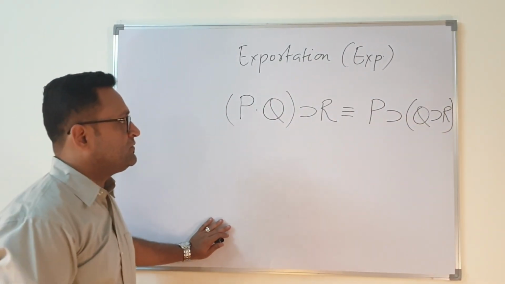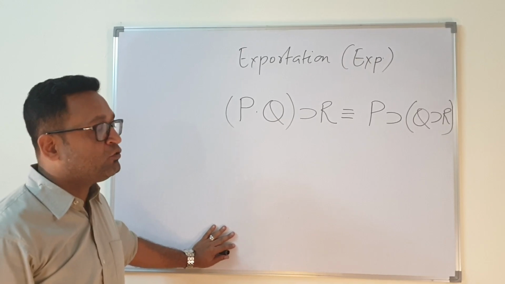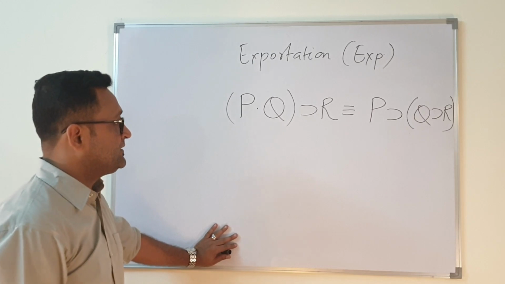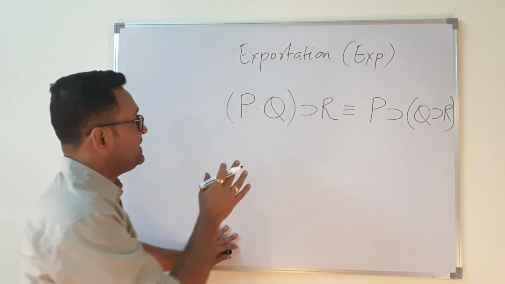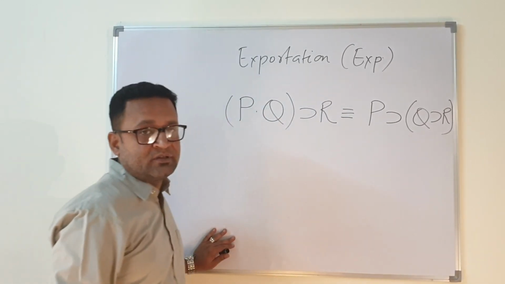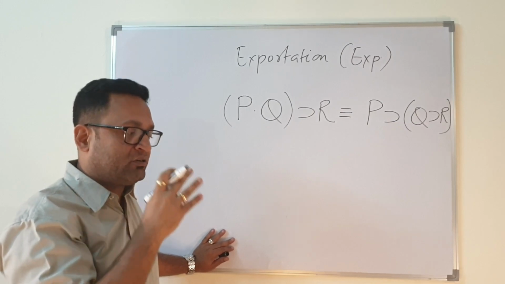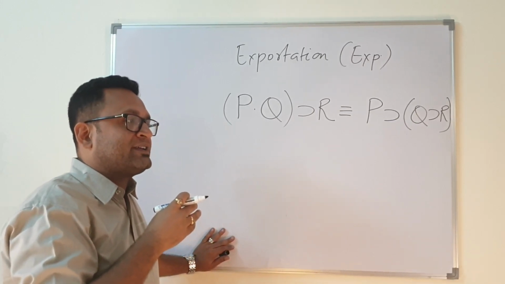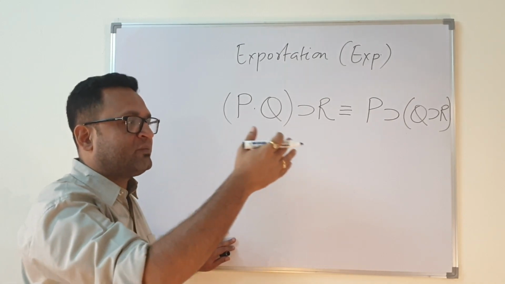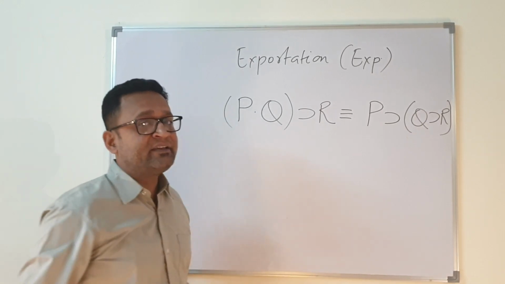Okay, so why is it an important rule of replacement, something which we need to remember? Because it changes the conjunction with an implication. So some questions may require you to shift from the understanding of conjunction to an implication, or sometimes you may need to change from implication to conjunction. So this rule will be very, very handy for you.